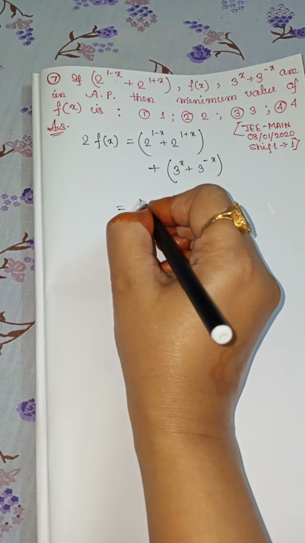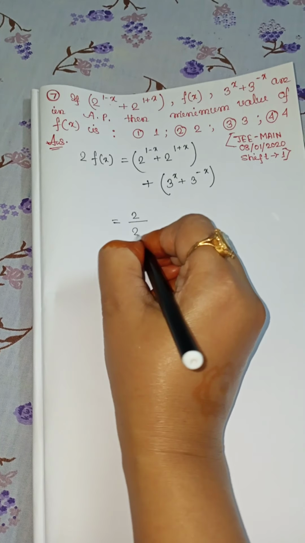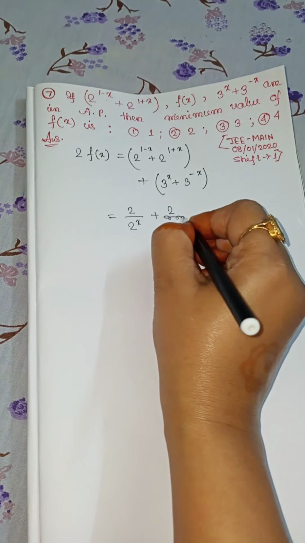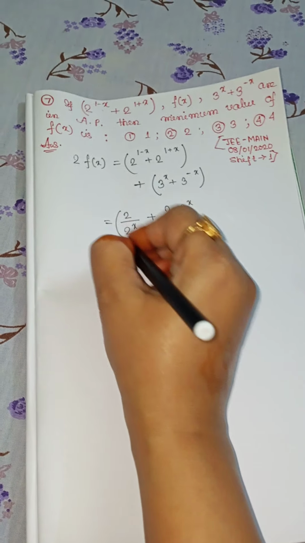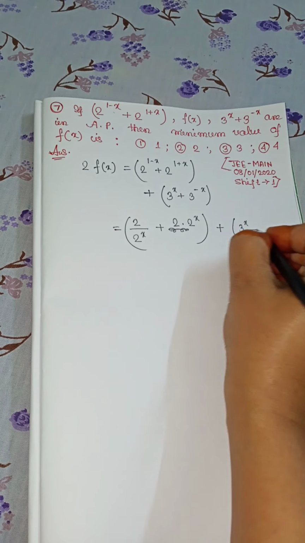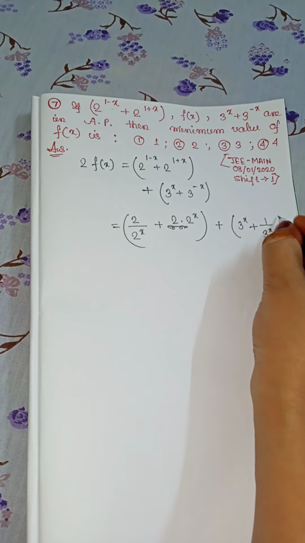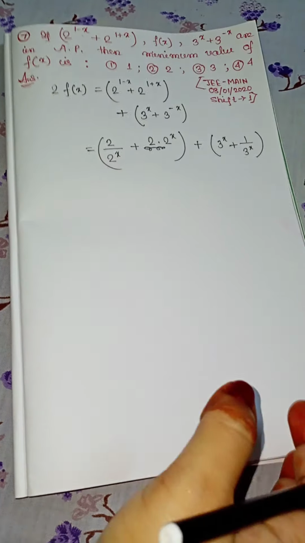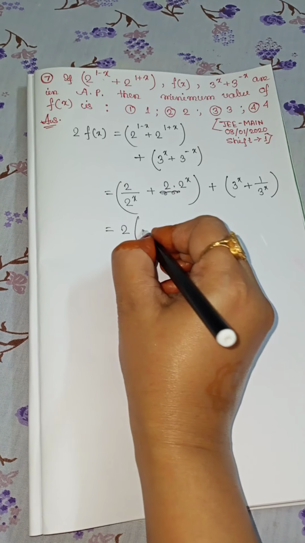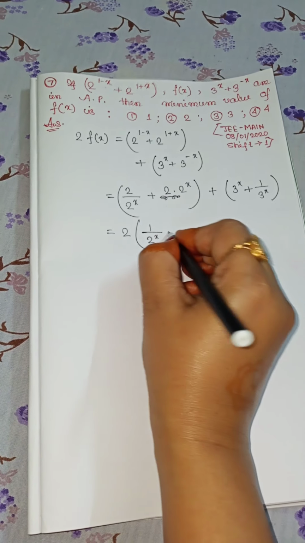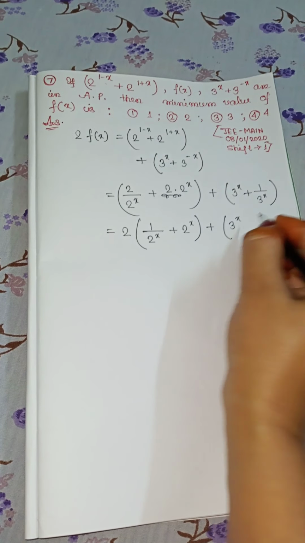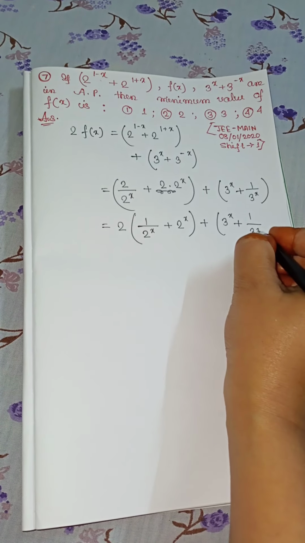simplifying this, it becomes 2 by 2^x plus 2 into 2^x, and 3^x plus 1 by 3^x. Now 2 is common, so it is 2 times (1 by 2^x plus 2^x) plus 3^x plus 1 by 3^x.